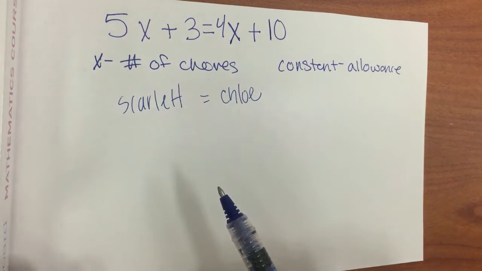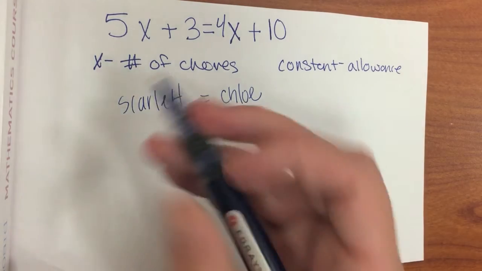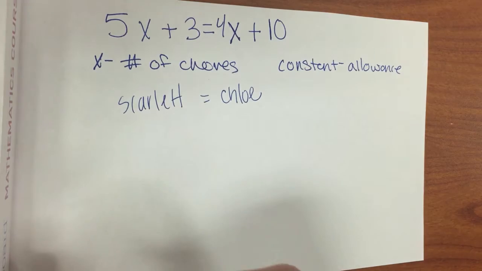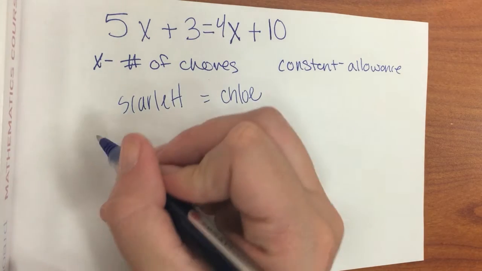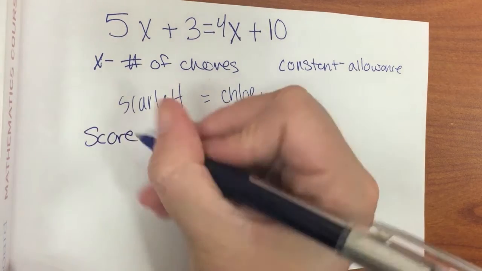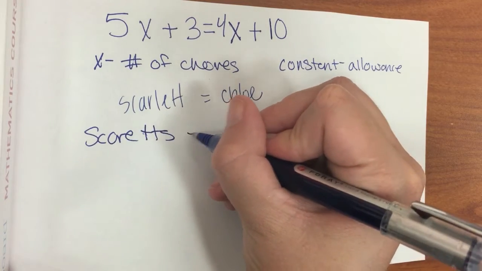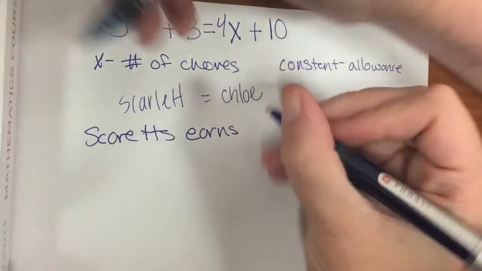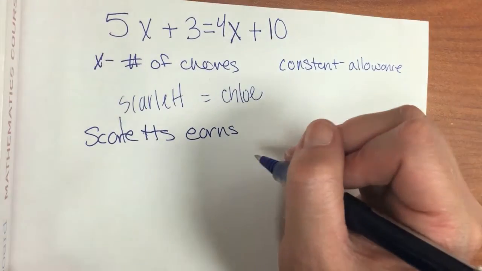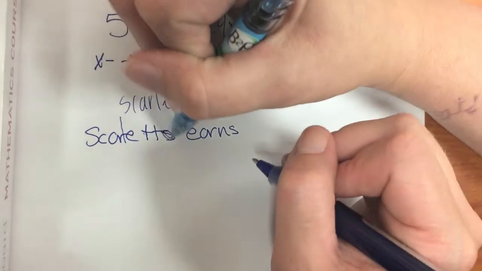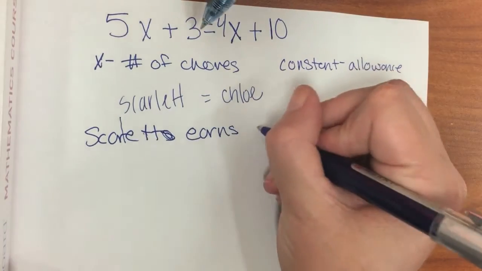Okay, so let's go ahead and start writing that. So, how do we want to start this? Okay, go ahead and say Scarlett makes $3 a week. I don't know if I spelled it right. Or earns. Right. Scarlett earns $3 a week.